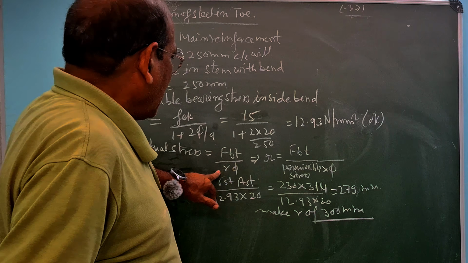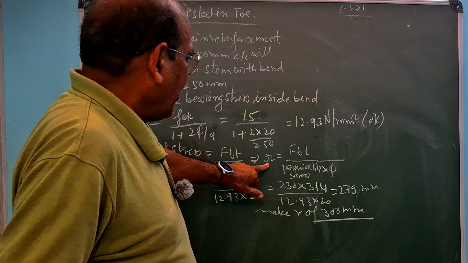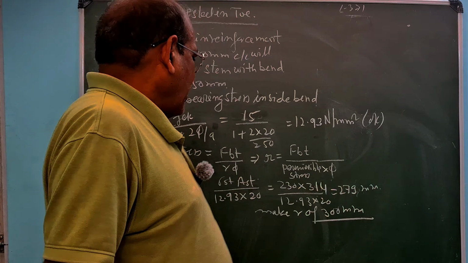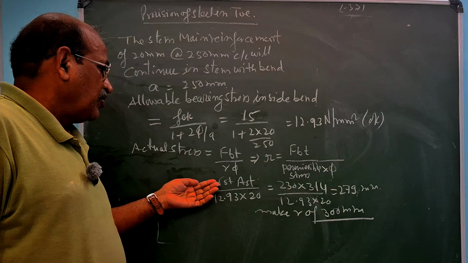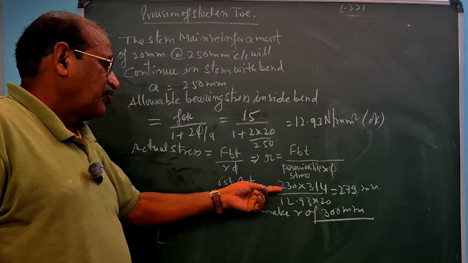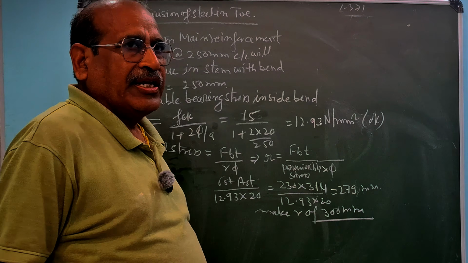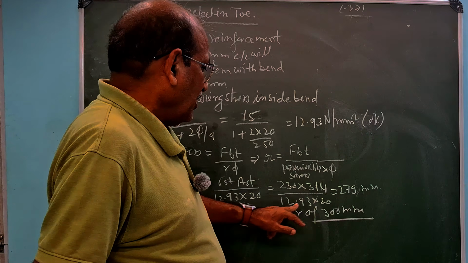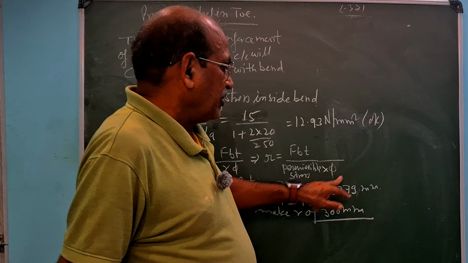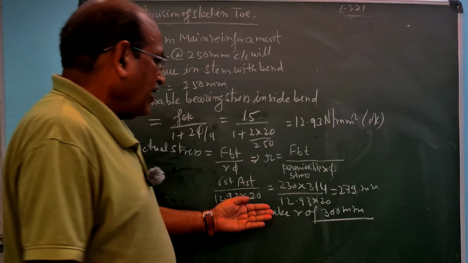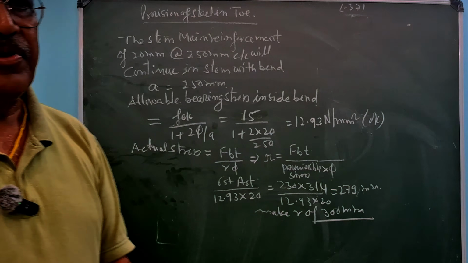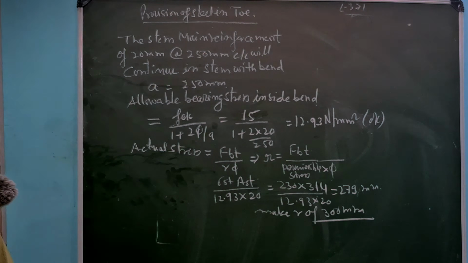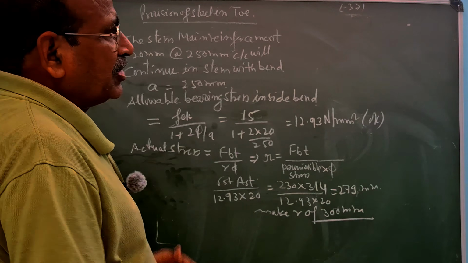So FBT, that is the permissible stress into area. So we have put FBT is equal to sigma ST into AST, 230 into area of 1 bar of 20 mm. So this is given 279. So bend R will be at 300 mm can be provided. So in this way we can provide the further toe reinforcement.